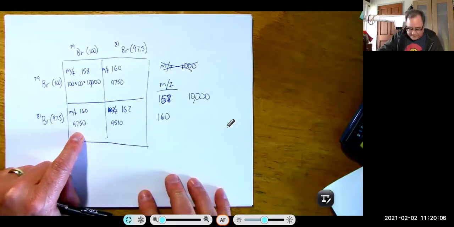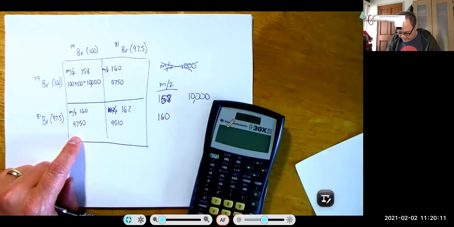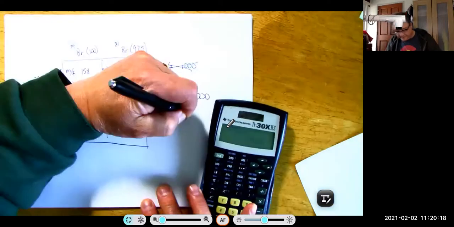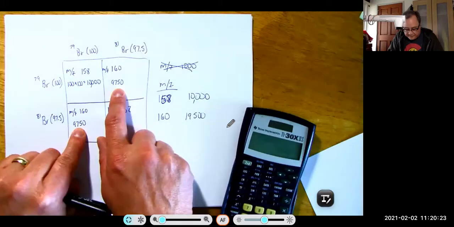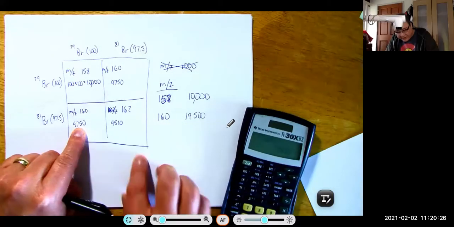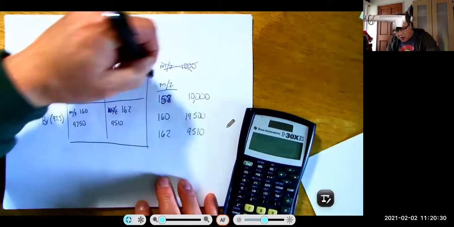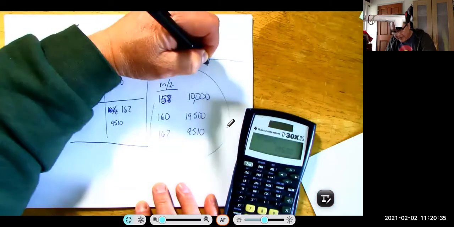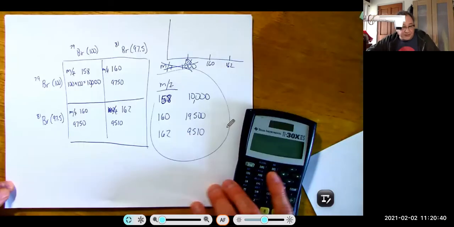So what does that add up to? 320. 320. 19.5. These two. Oh, sorry. And the 162 is going to be 95.10. Now take a look at these numbers here, and I'm going to draw this 158, 160, and 162. Which one's going to be the tallest peak? 158, 160, or 162?